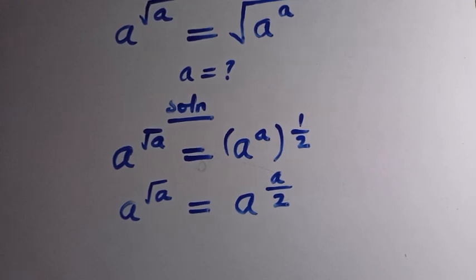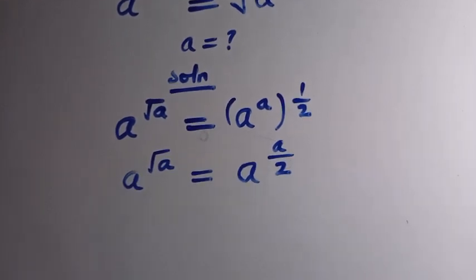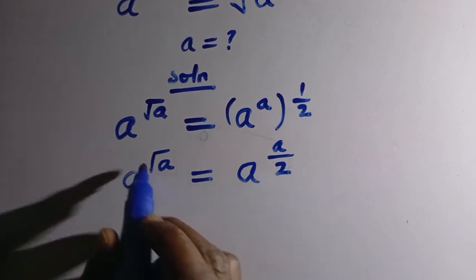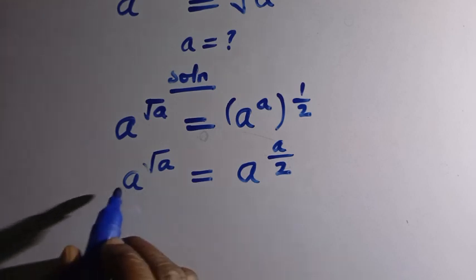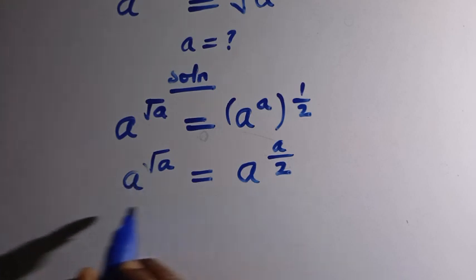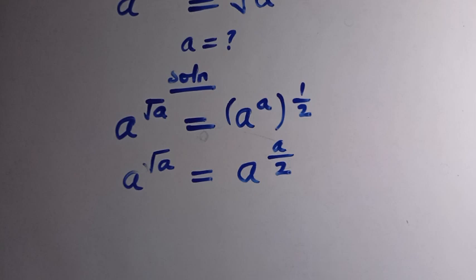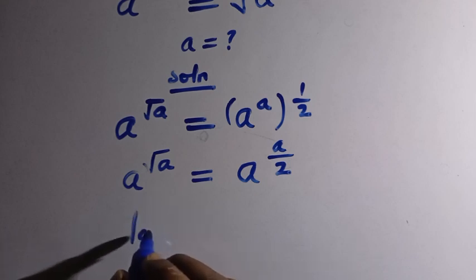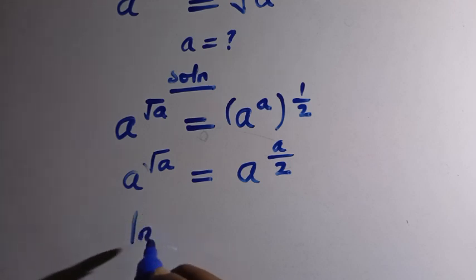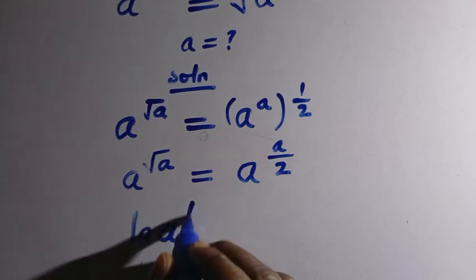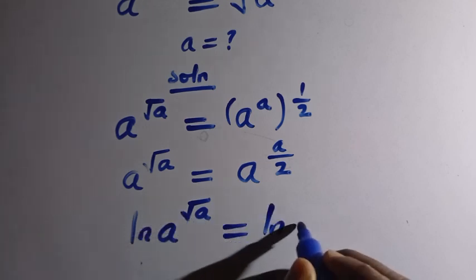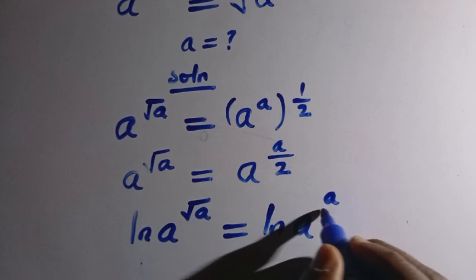And next, suppose we introduce log on both sides. Because if we cancel a and a here, we are not getting the whole solution as intended. So we have to leave this one as it is, then we introduce log on both sides. So by introducing logarithm, we have this as log, or let me just call it ln, a raised to power of square root of a equals ln a raised to power a divided by 2.